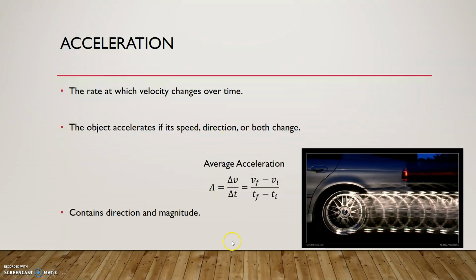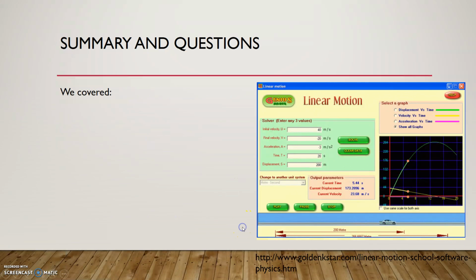A great example of this is a car at a stoplight, and as soon as it turns green, the car is speeding up, so the velocity of the car is changing, as well as the time that's occurring. So that is a great example of acceleration.